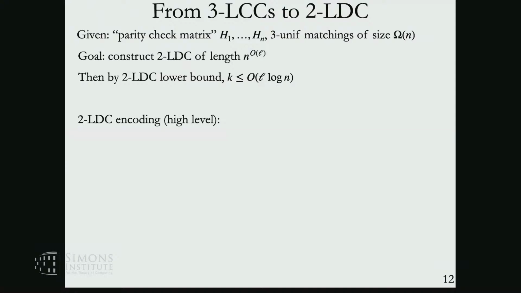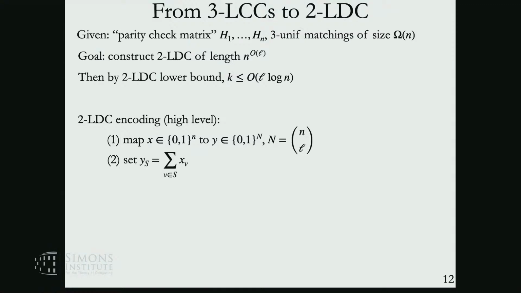So the 2-LDC encoding, I have to tell you how to build the code. And the encoding map is going to be very, very simple. I just take a codeword x, and I'm going to lift it to some y in a larger space, big N, which is going to be n choose L. It's the same L here and here. I can identify this with subsets of n of size L, and I just use basically the direct sum encoding. For each set S, I set y sub S to be just the parity of the bits in S. Okay, very straightforward. The real question is, why should this be a 2-LDC?